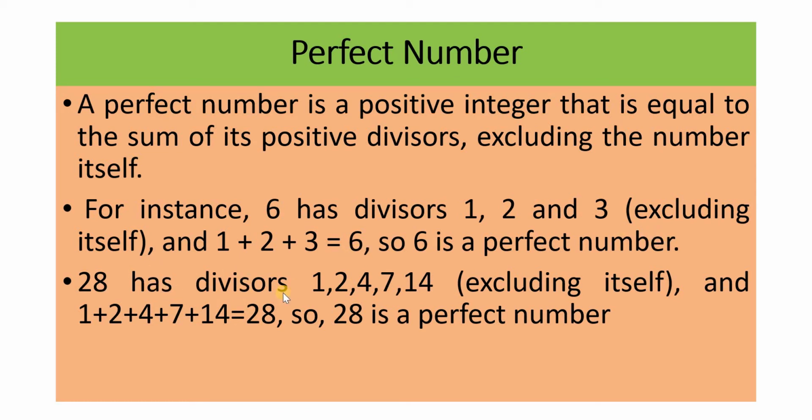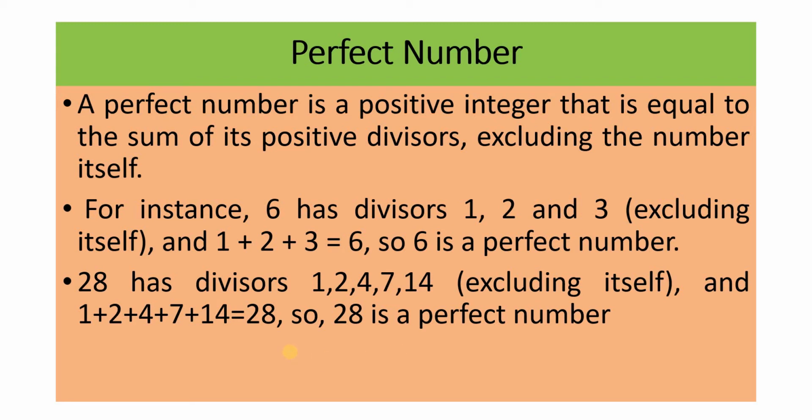Similarly, 28 has divisors 1, 2, 4, 7, and 14. And if we add them all together, we get 28, which is equal to the number itself. And so 28 is a perfect number. In all, there are 51 known perfect numbers.